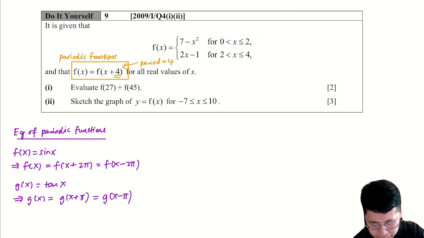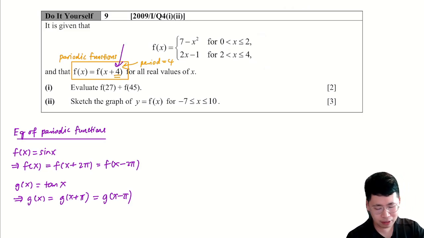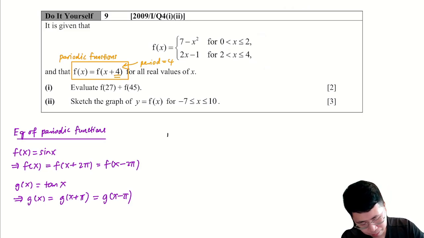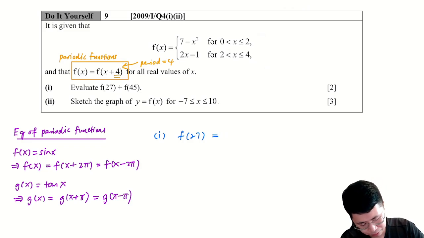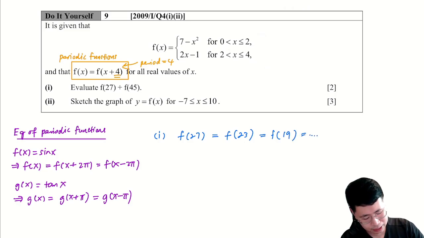Okay, so with this aside, let us evaluate what is f(27) and f(45) first, using the notion of the periodic function. Okay, so part 1. What is f(27)? What is f(45)? Okay, one by one, f(27). Okay, so 27, what I'm going to do is I will look at period 4 first. So f(27) is actually equal to f(23), minus 4, and minus 4 again is f(19). I can keep doing it until I get f(3).